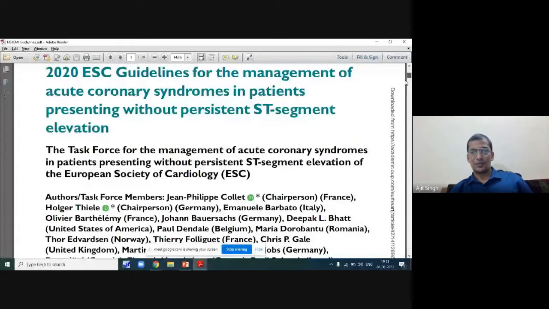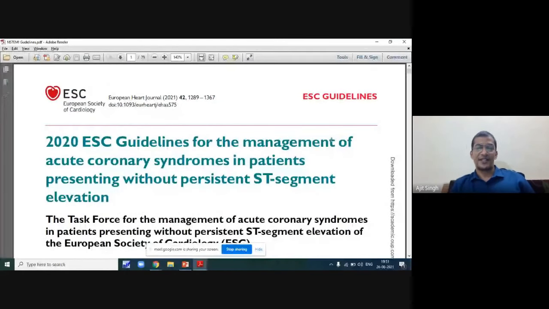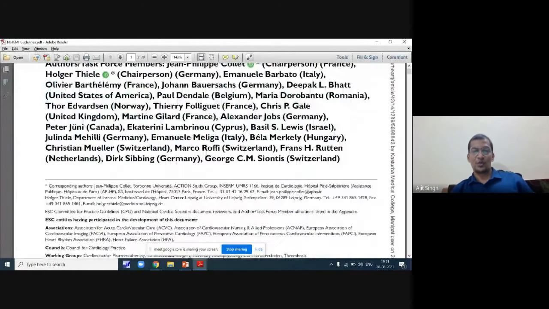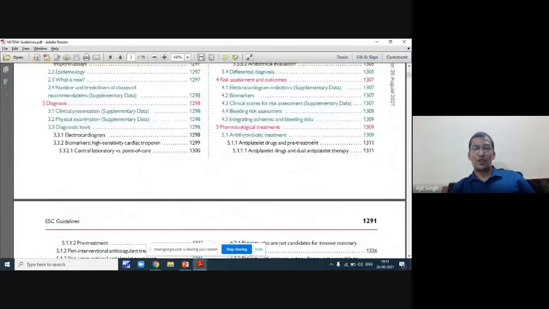Okay. So let me share the guidelines, guys. So this is the ESC guidelines. I'll tell you the simple things. Actually, I have discussed this in depth, all the antithrombotics and thrombolytics as well. I have discussed how to do it, but there are many important things you should know. So these are the 2022 guidelines. They have gone through everything.